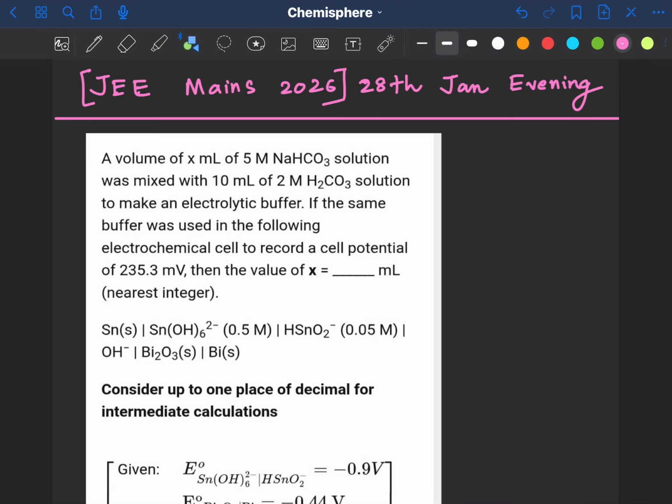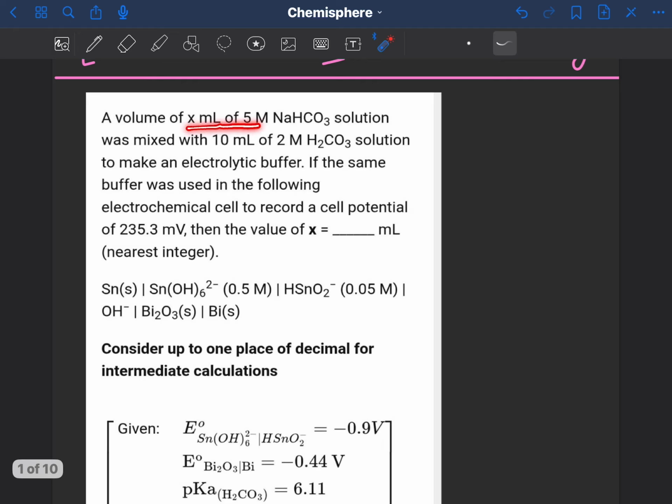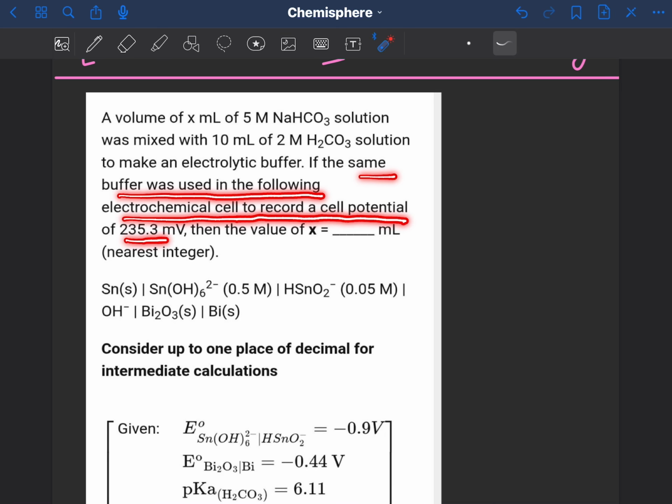Hello everyone. So this is a question from JEE Mains 2026, 28 Jan evening. A volume of X ml of 5 molar sodium hydrogen carbonate solution is mixed with 10 ml of 2 molar carbonic acid solution to make an electrolytic buffer. If the same buffer was used in the following electrochemical cell to record a cell potential of 235.3 millivolts, then the value of X, that is the volume of sodium hydrogen carbonate, is what we are supposed to find.